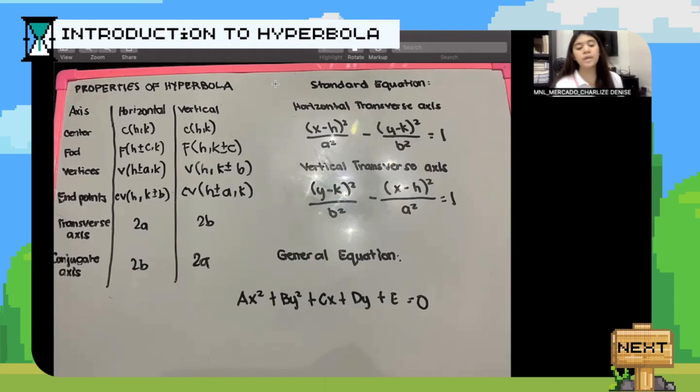And now we know the standard equation, general equation, and properties of a hyperbola. And now let's proceed to the examples of hyperbola.